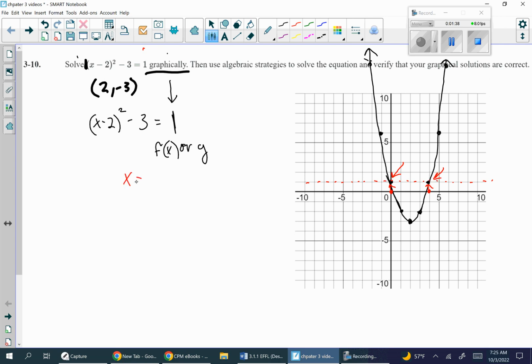So we can actually solve this equation, and we know the answer is x is 0 and x is 4, because all we have to do is look where y is 1. It is that simple.